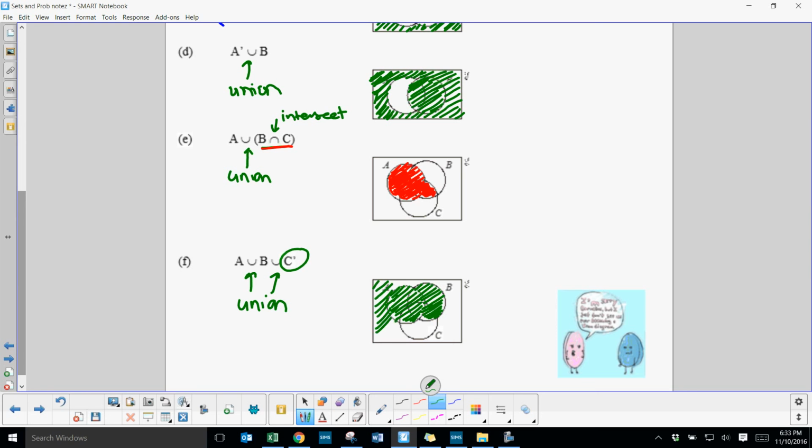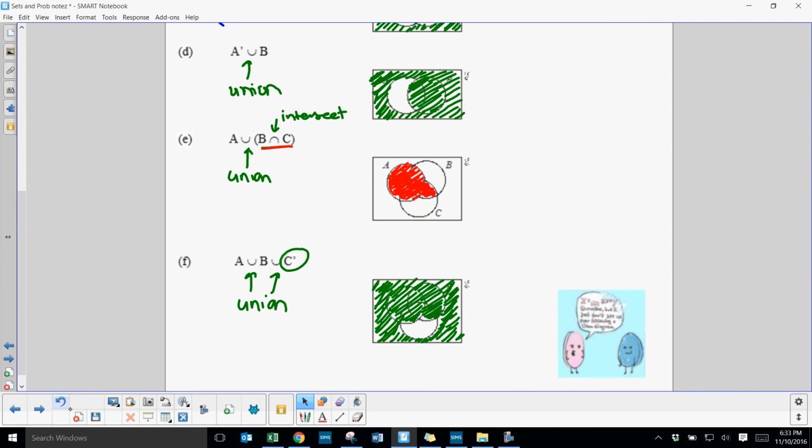Don't shade any more that's inside of C. Because it's a union, it's a bit easier. We'll just shade all of those sections separately. So you notice the only part that's not shaded is this little part in here. Just undo that. So it looks correct.